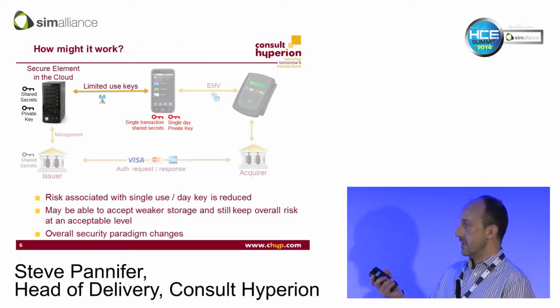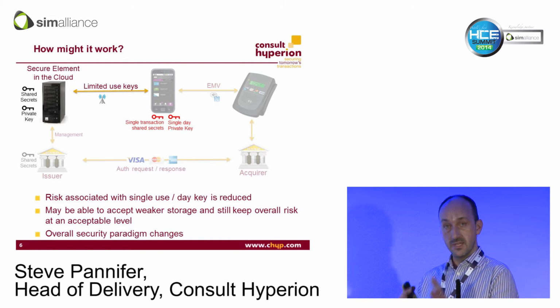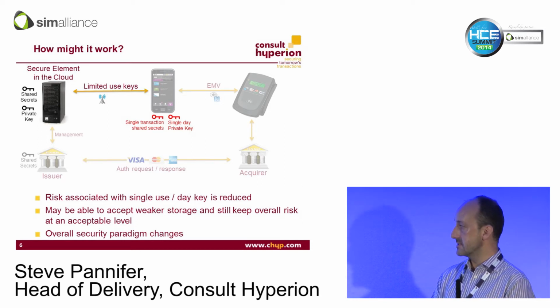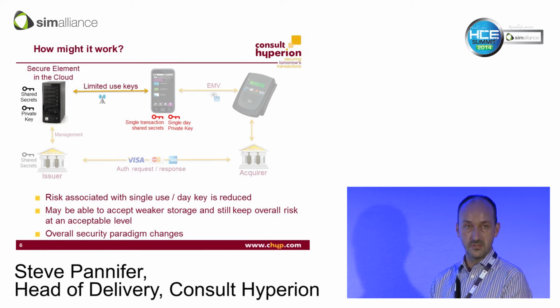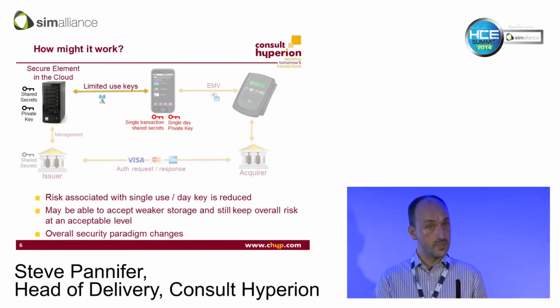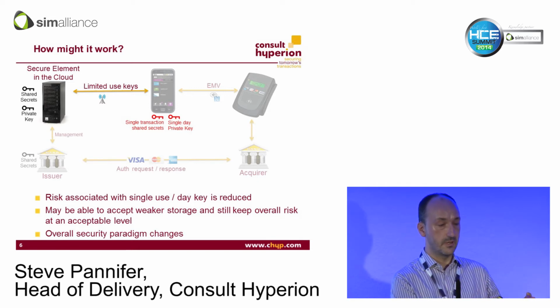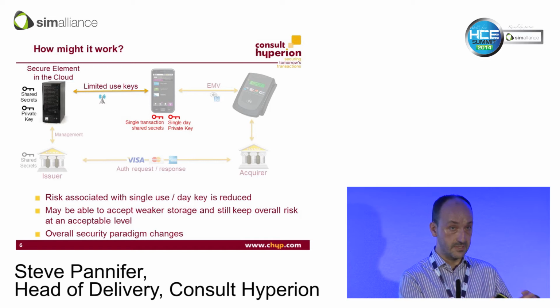So we still want to keep the keys, probably the valuable keys, the keys that are associated with the account in the cloud. But maybe what we can do instead is say, well, let's give the phone a key that's valid for one transaction. So at the moment, the model that we come from in card payments is you issue a card, and in that card you put keys in it that are going to be valid for 3 years.